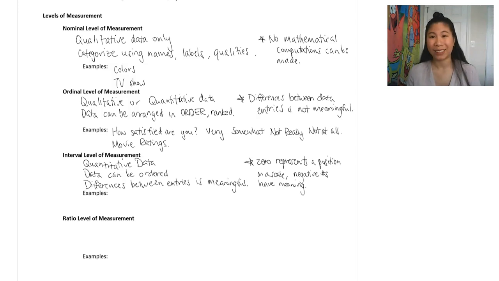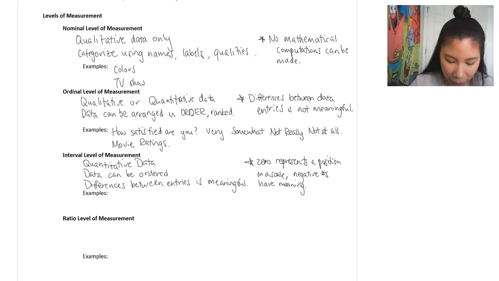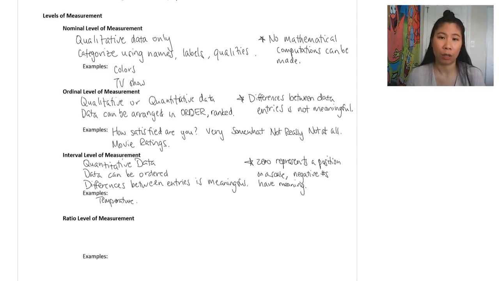Okay, so examples of this would be temperature. Obviously, temperatures are in numbers, so these are quantitative things. But we can also say, when it's really cold out, it's like -5 degrees or something like that. Or it's 0 degrees. And so 0 here doesn't mean that there's a lack of temperature. It just means that it's on a scale somewhere.